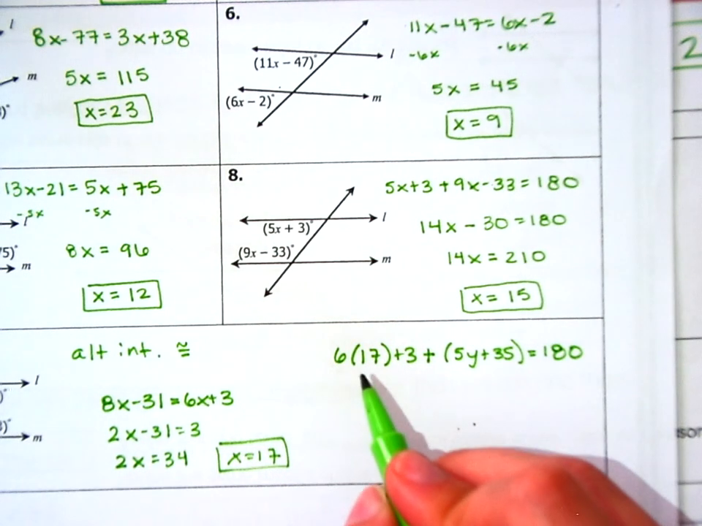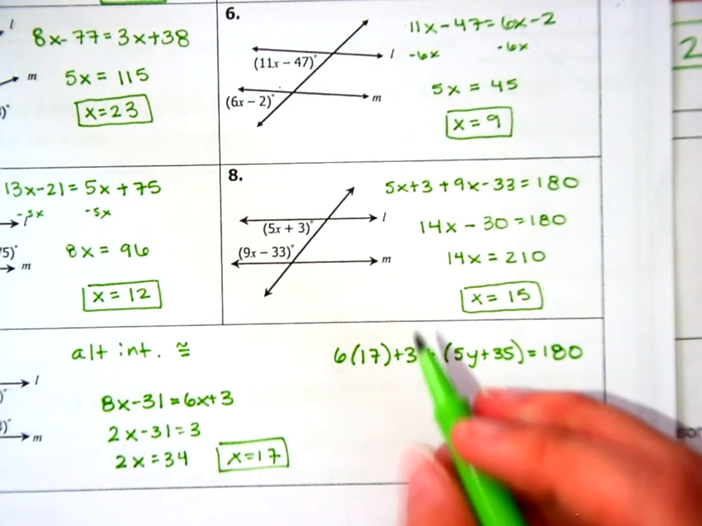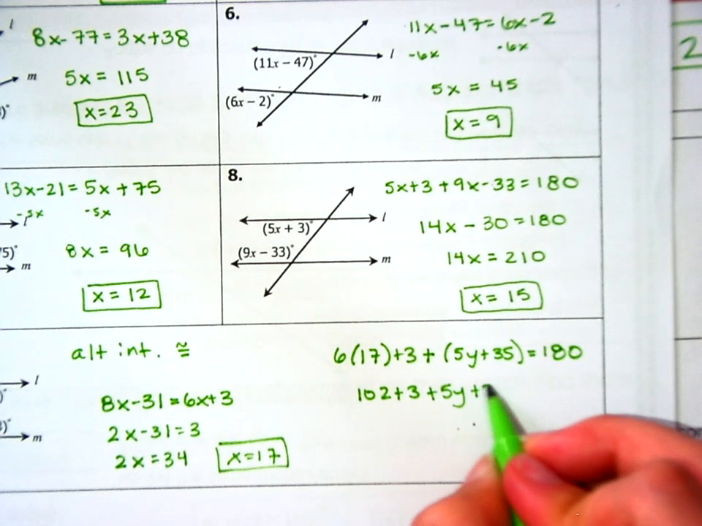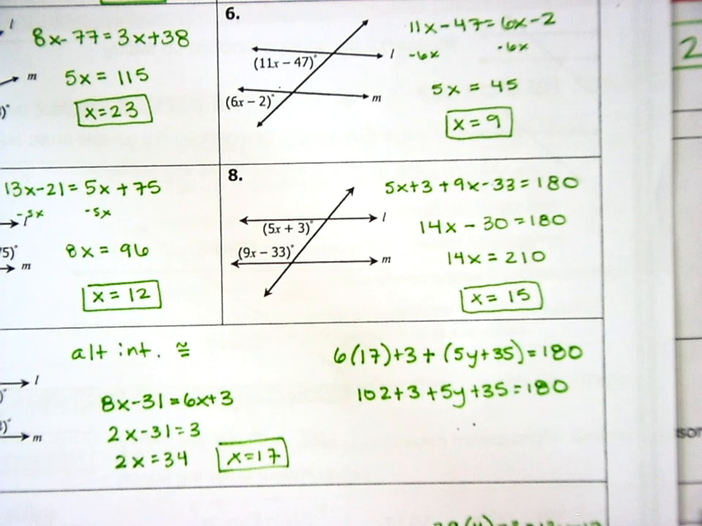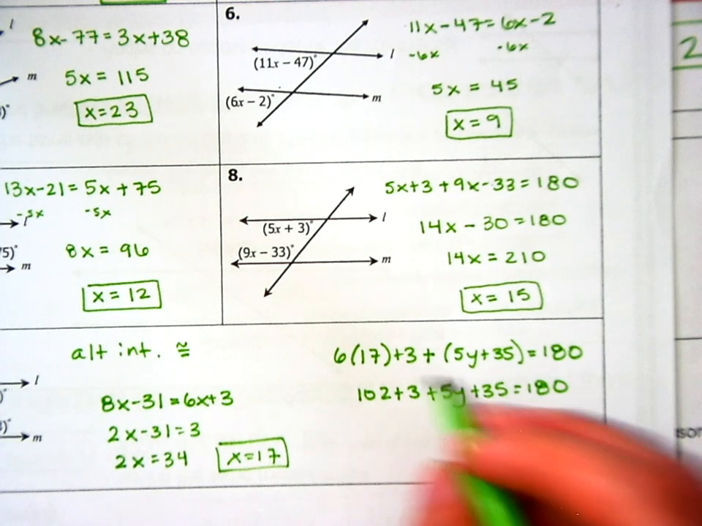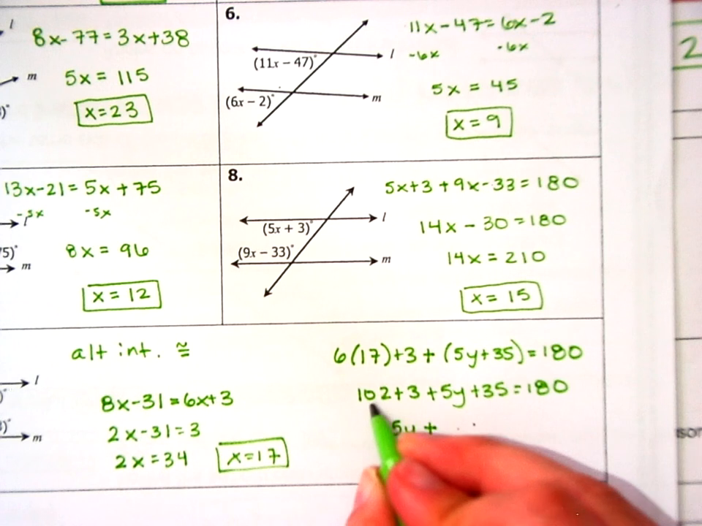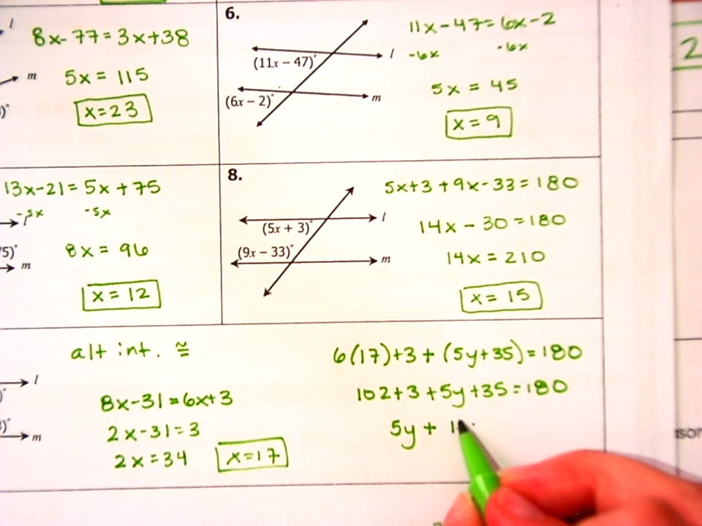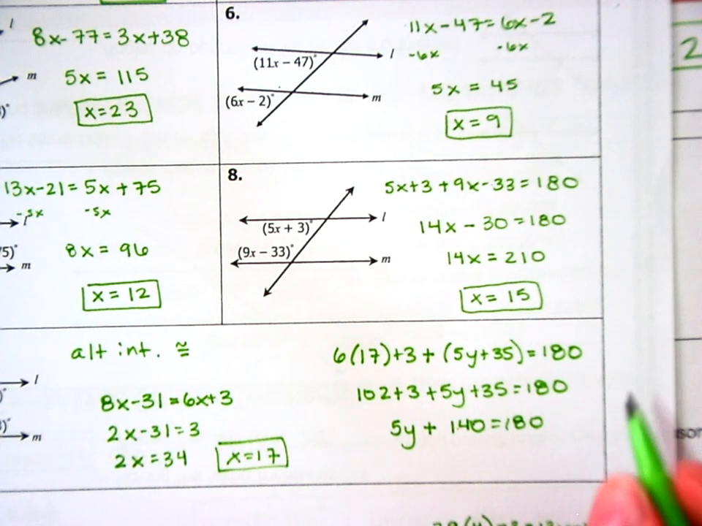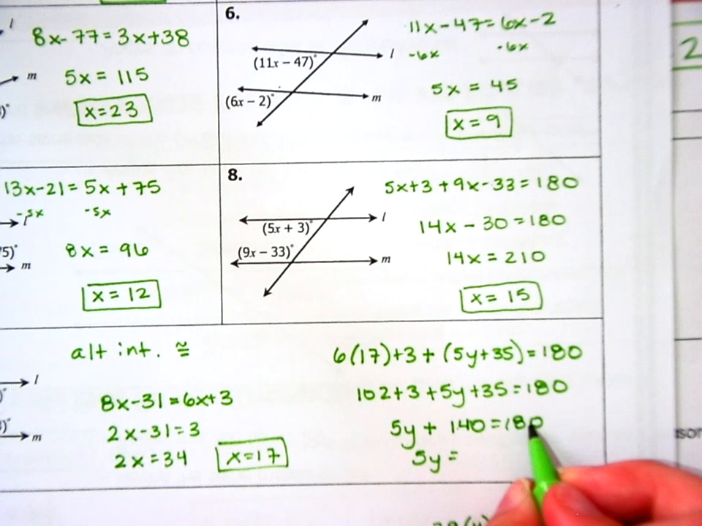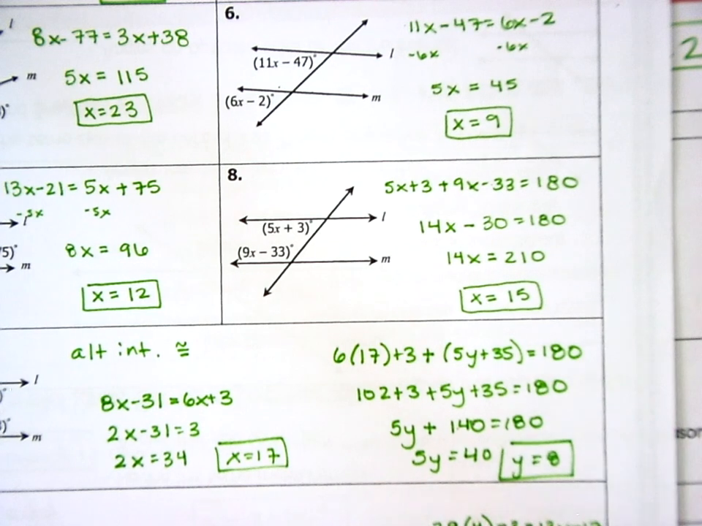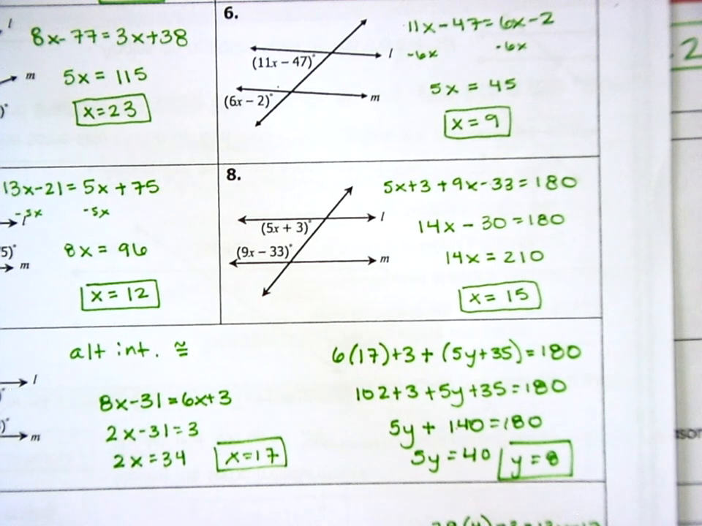So I need to do 6 times 17. That's going to give me 102 plus 3. And then I've still got the 5y plus 35. Okay, let's continue combining like terms. This is the only y term, so 5y. And then I need to add all 3 of these numbers together. So 102 plus 3, and then plus 35. So that gives me 140. Subtract that from both sides. That gives me, so 180 minus 140 is 40, and y equals 8. Okay, I've got x and y now.